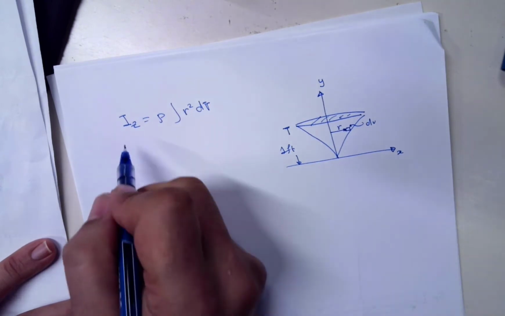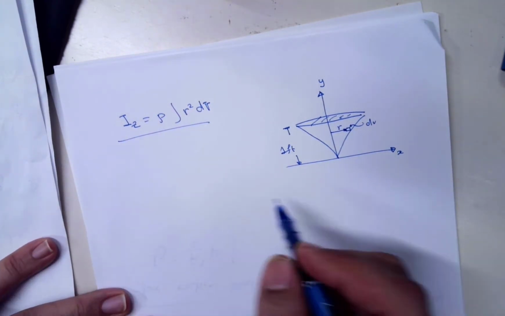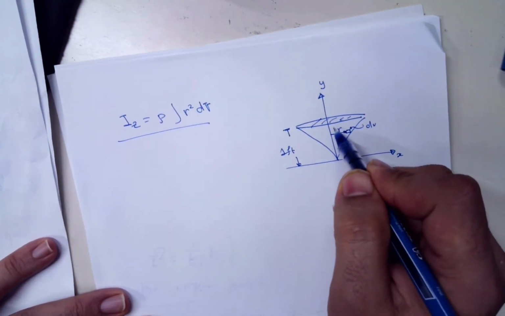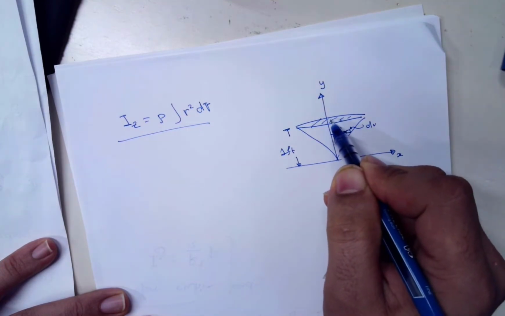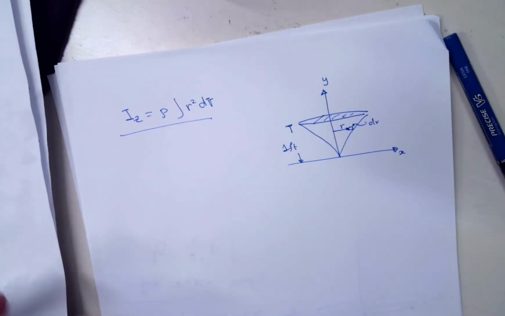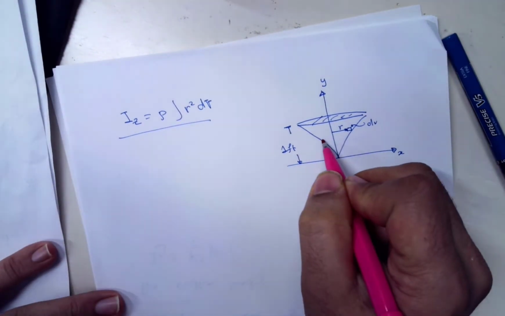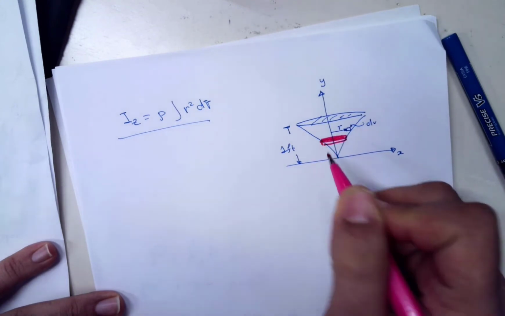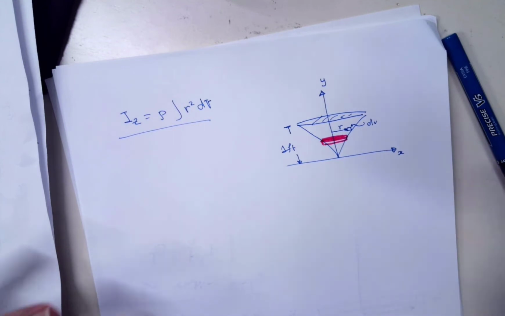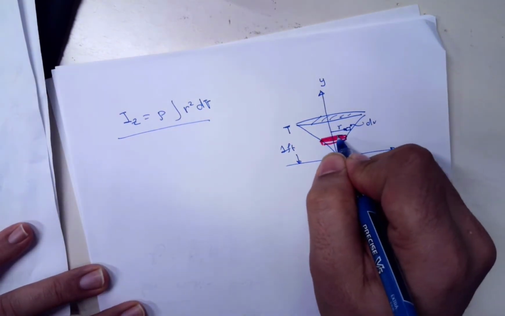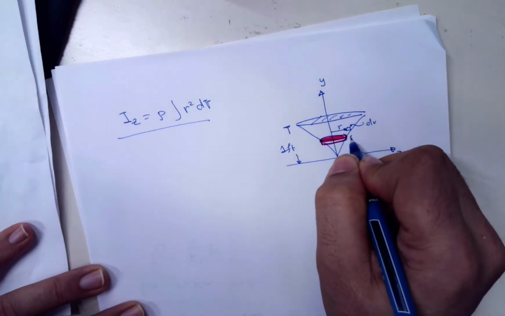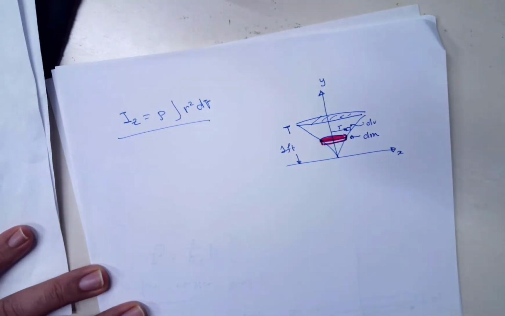Okay, now assume that this cone is constructed from a series of discs that starts from the bottom all the way to the top. So if I imagine there's a disc, definitely this disc has a thickness, so I'll show it more in detail. This is going to be my dm, right?